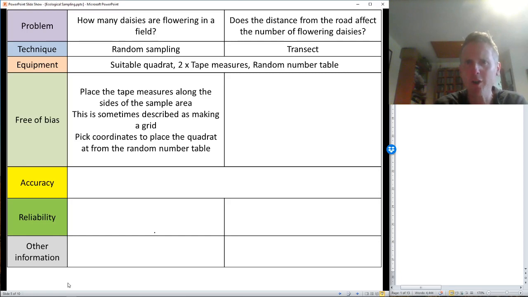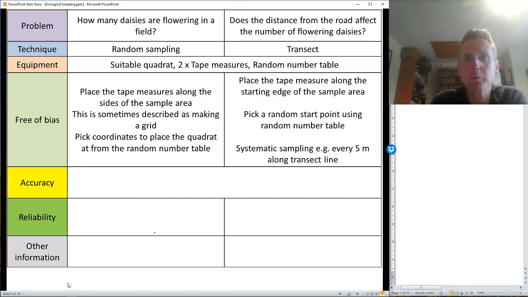For a transect though, all I'm going to do is walk from the road down through a field. So we need a random starting point. This is where I can place a tape measure along the starting edge of a sample area. I'll show you this in a diagram in a minute. I pick a random starting point using the random number table, and then I'm going to sample in a systematic way. In the next lesson, you'll go through this systematic sampling along a transect line. But it's worth having in your books now, so it's all together. Hence why we're doing it together.